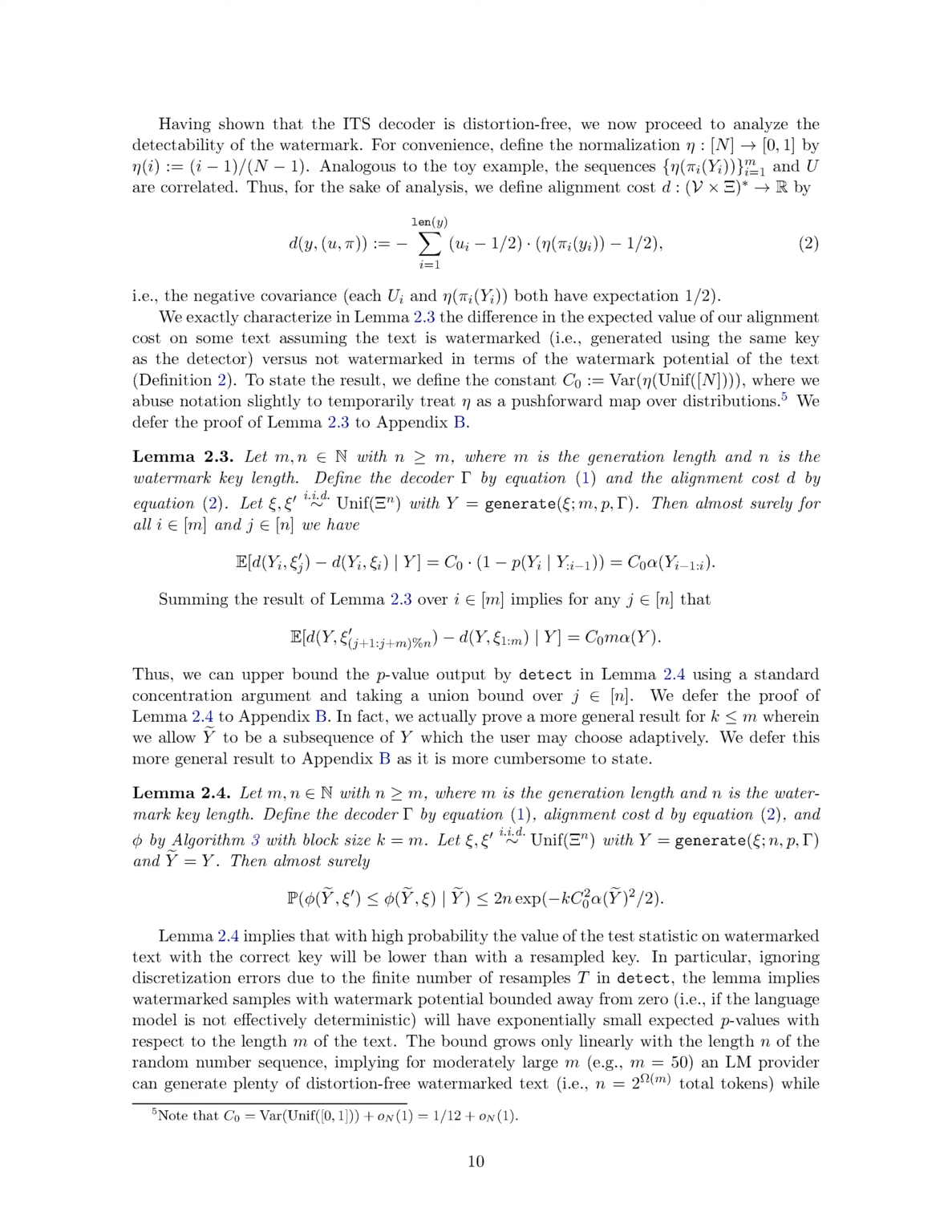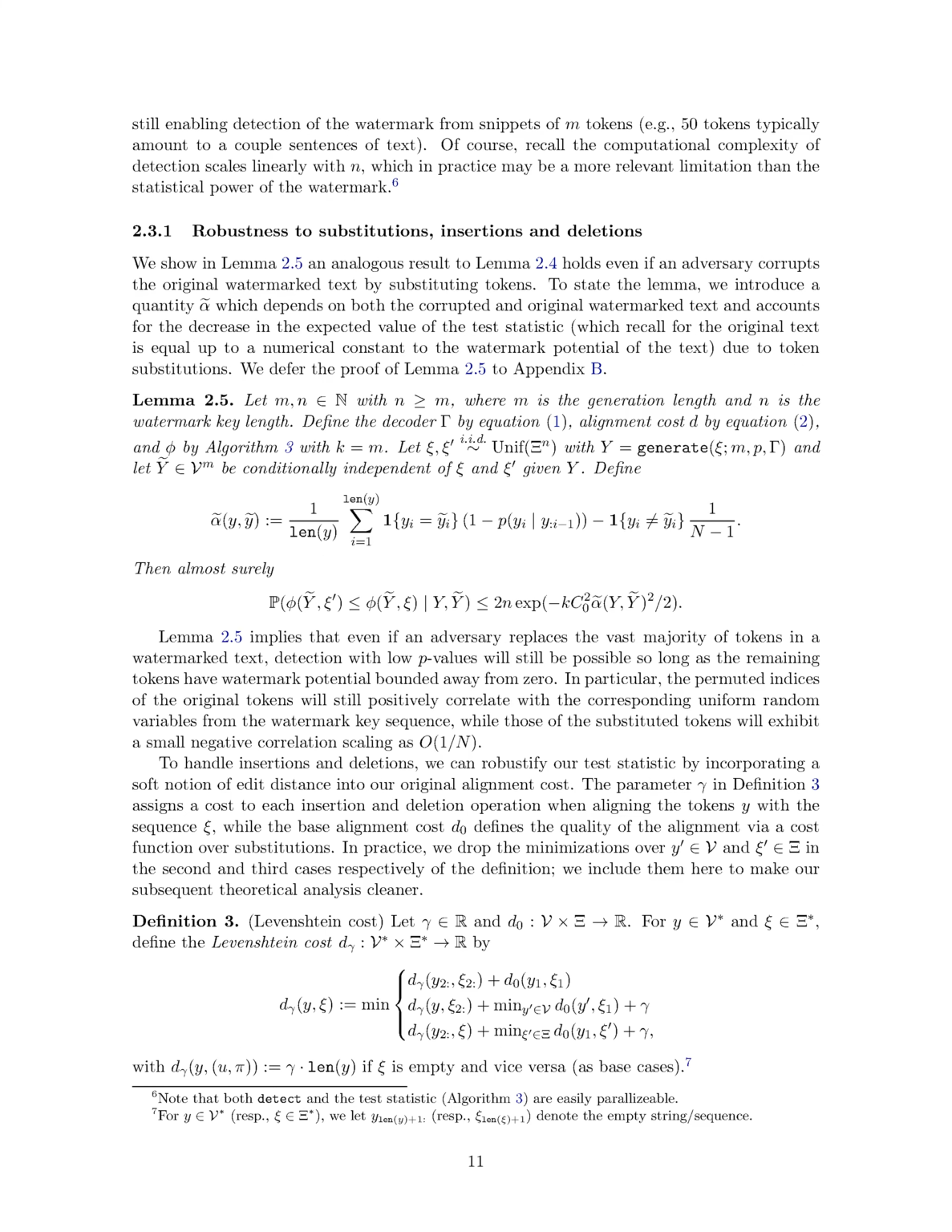This implies that watermark samples with watermark potential not close to 0 will have exponentially small expected p-values with respect to the length m of the text. The bound grows only linearly with the length n of the random number sequence. This means that for moderately large m, a language model provider can generate a lot of distortion-free watermark text while still enabling detection of the watermark from snippets of m tokens.